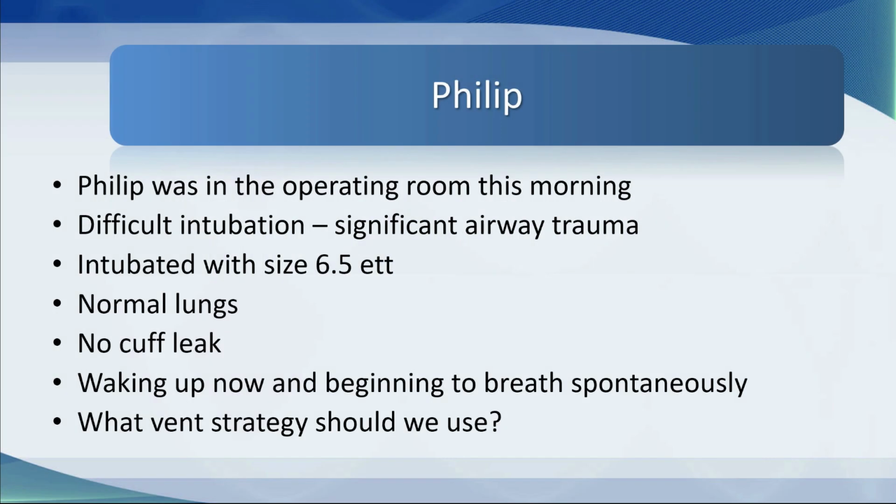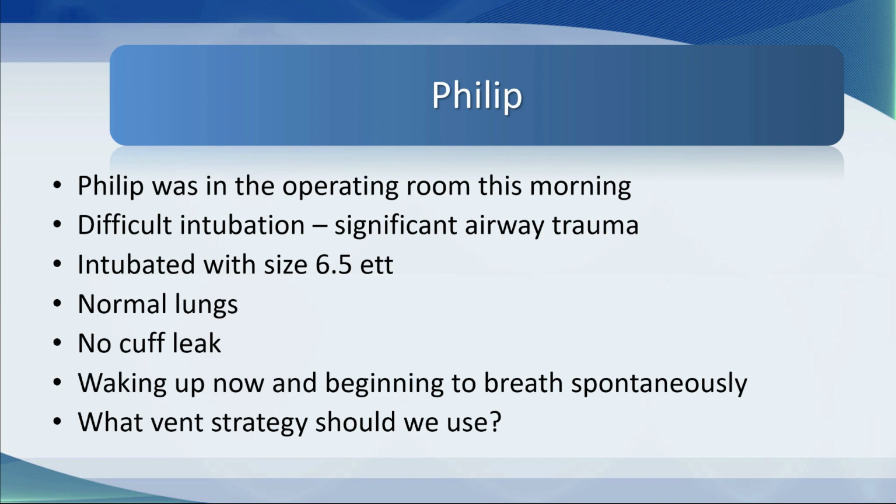You're in the ICU and you come to see Philip. Philip was in the operating room this morning. He had a difficult intubation and he had significant airway trauma and eventually was intubated with a size 6.5 endotracheal tube. This is a very small tube for a male. It should really be an 8 or an 8.5, very, very small internal diameter.